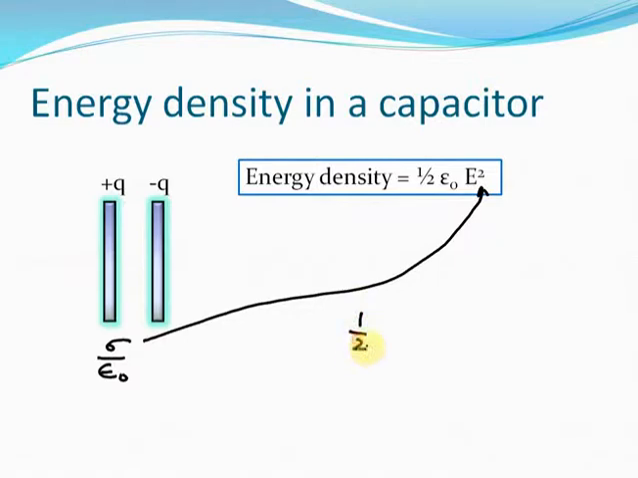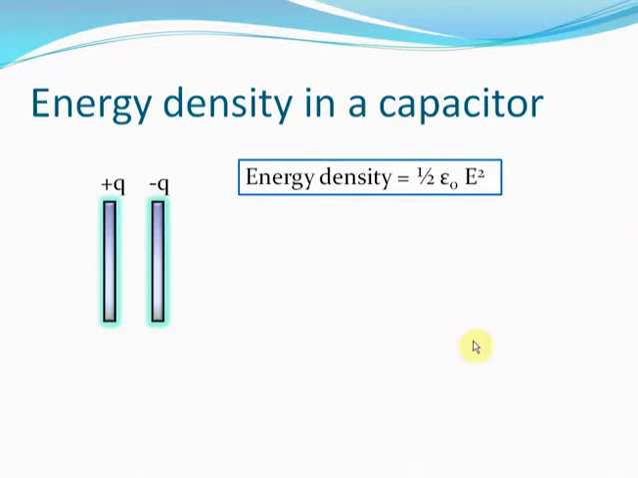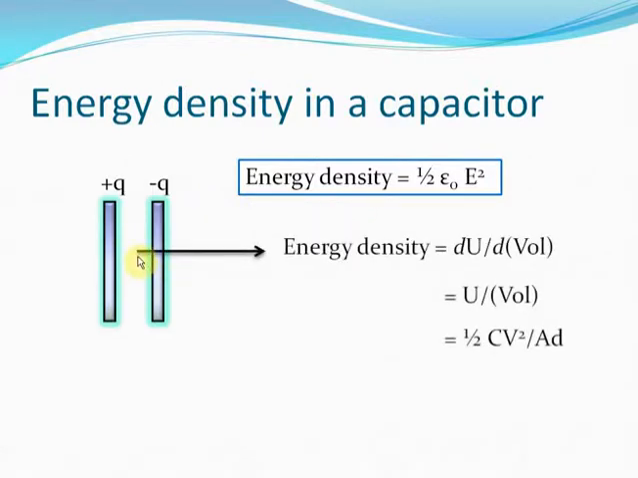The energy density between the plates is half epsilon naught into sigma by epsilon naught whole square, isn't it? We can even derive this expression using our fundamentals of physics. For example, inside the capacitor, the energy density is clearly dU by dV, energy per unit volume. We can write that as U divided by volume, that is the potential energy of the capacitor divided by the volume between the plates of the capacitor, and that can be written as half CV square divided by AD.